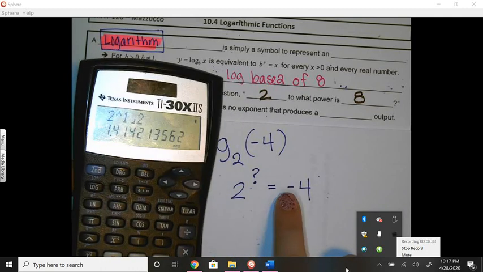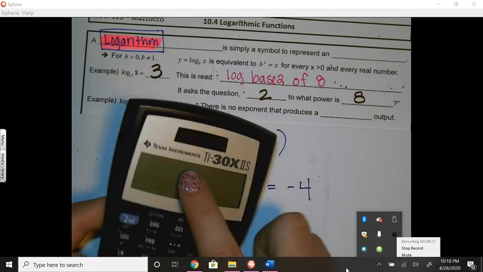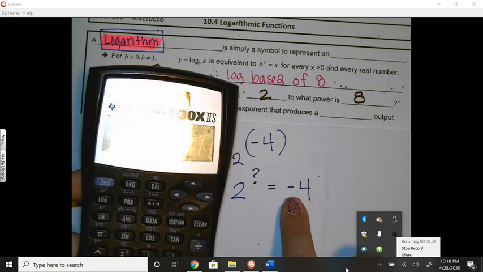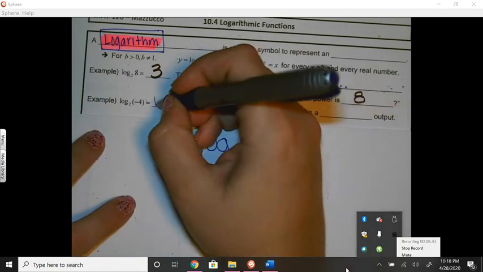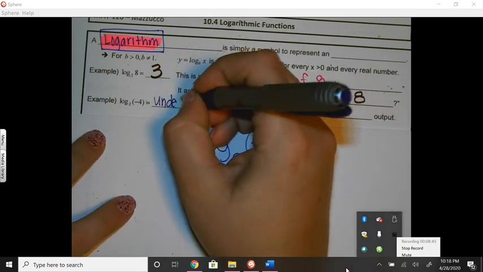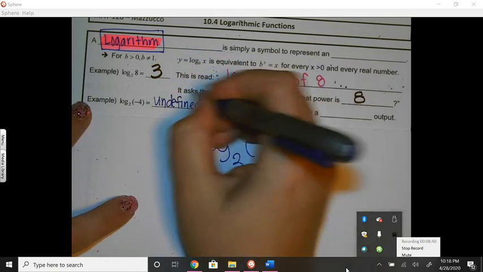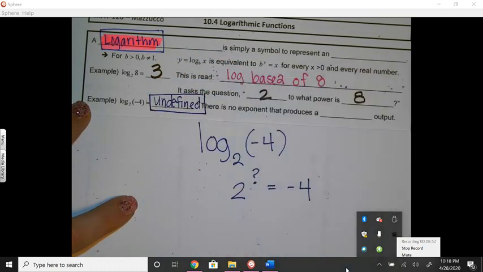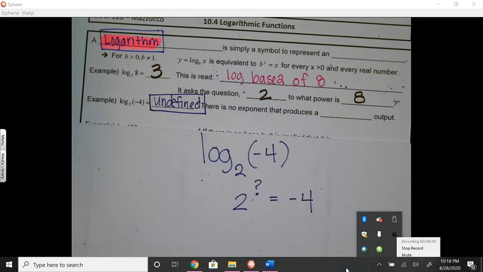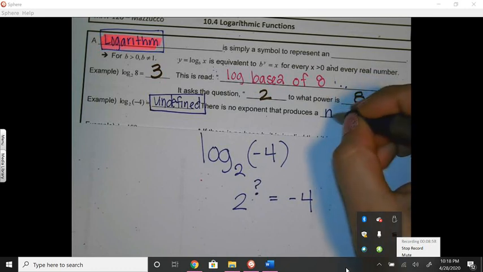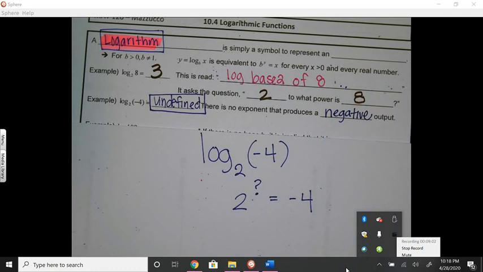So this is not possible. There is no way to raise a number to an exponent and get a negative value. Not possible. So we would write undefined. Just like when you can't divide by 0, they want us to also write undefined when it's a logarithm that can't be found. So there is no exponent that produces a negative output. That's why we're going to write that.